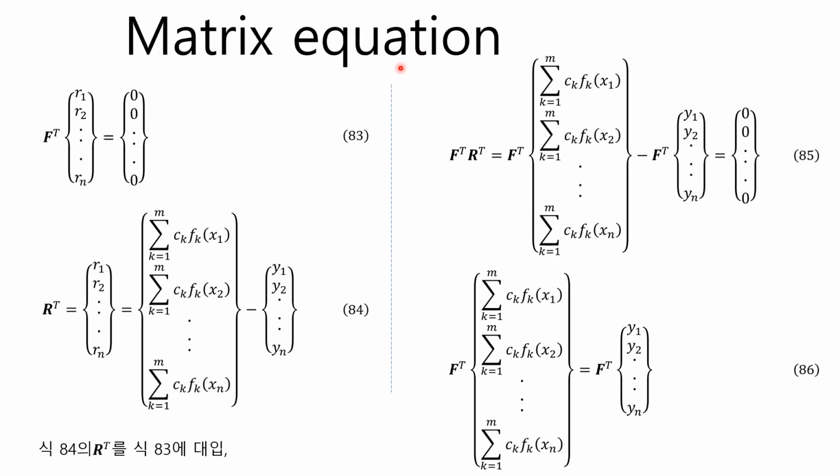By substituting the column vector rt from equation 84 obtained previously into equation 83, equation 85 can be obtained. Continuing to rearrange the fty term in equation 85 by moving it to the zero column vector, equation 86 can be obtained. Ck in equation 86 is the unknown parameter we need to find, that is, the value of the coefficients. The sigma function in equation 86 can be separated into a column vector of coefficients c and fx matrix consisting of each term in the system equation.